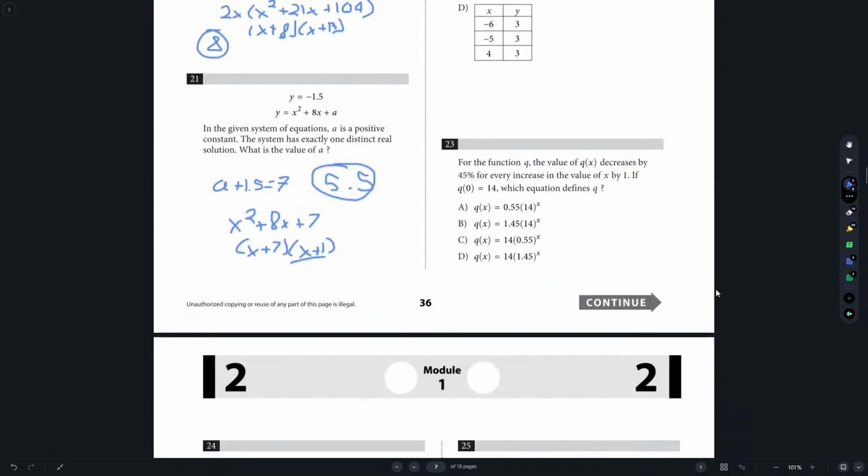For the function q, the value of q of x decreases by 45% for every increase in the value of x by 1. If q of 0 is equal to 14, which equation defines q? So it decreases by 45%. This is an increase, this is an increase, this is an increase. The only answer can be C. Yep, that makes sense.